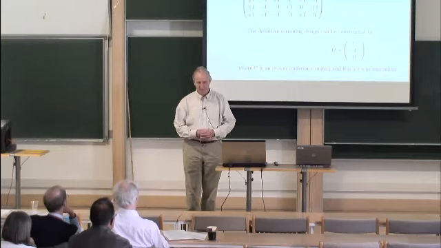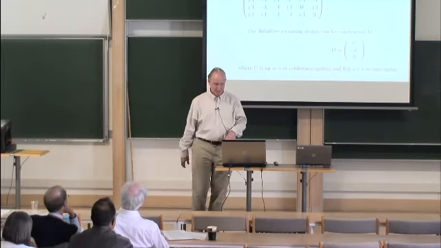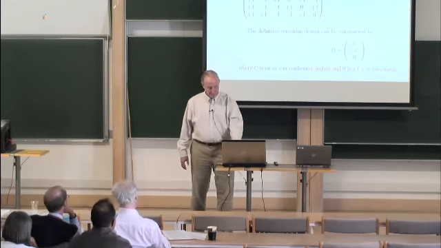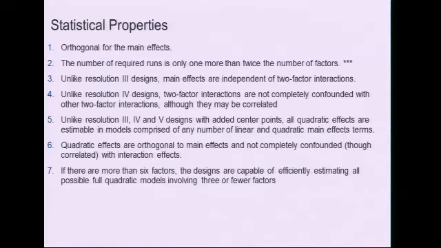However, if you take a conference matrix and fold it over and then add a row of zeros, you get one of these other designs that have the nice properties. So the properties are, they are orthogonal for the main effects. The number of required runs is only one more than twice the number of factors. So if you have 6 factors, it takes 6 times 2 is 12 plus 1 is 13. If you have 12 factors, it's 25, and so on. So that's order the number of factors to create these designs.